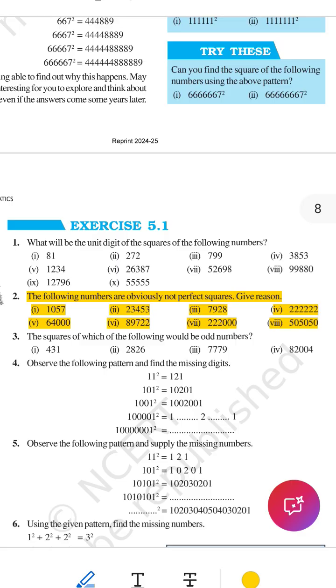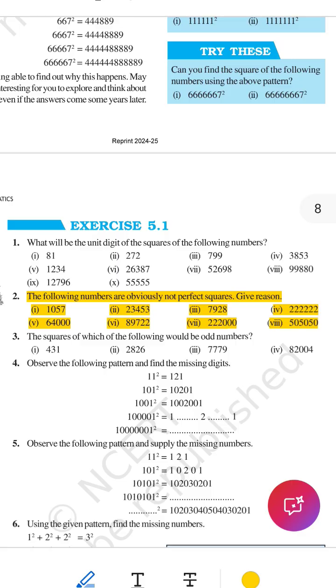1057. Last digit is 7. Check the rule. Does any perfect square end in 7? No. So 1057 is not a perfect square. Reason: it ends in 7, which is not allowed for squares. Let's try to check with nearby perfect squares. 32 squared equals 1024. 33 squared equals 1089. So 1057 lies between two perfect squares. Another clue it's not a perfect square.